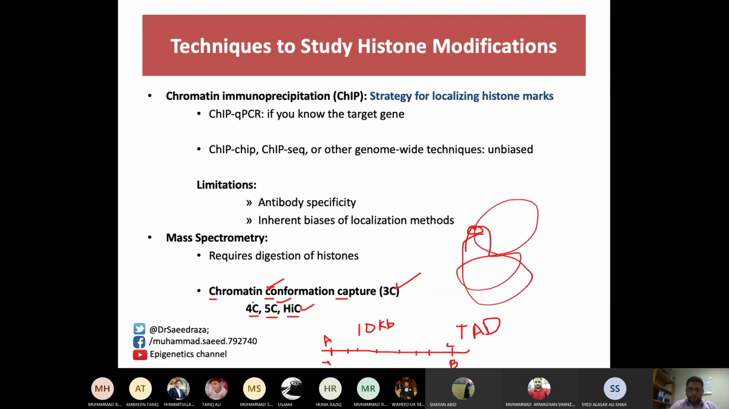So once more, 3C is 1 versus 1, okay. 4C is 1 versus many. 5C is many versus many. Hi-C is all versus all. It's all types of interactions which could be going on in chromatin.